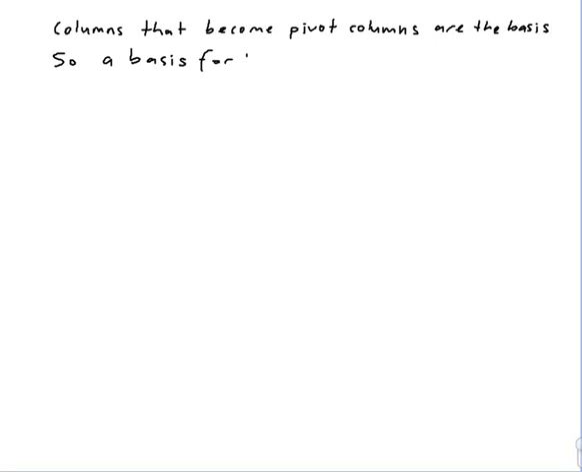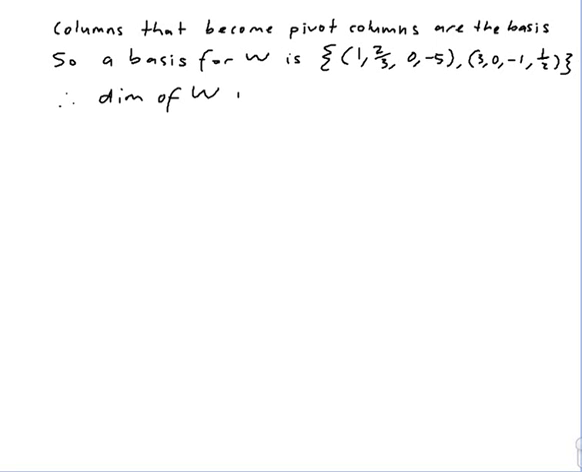Columns that become pivot columns are the basis. So a basis for W is 1, 2 thirds, 0, minus 5, and 3, 0, minus 1, a half. And since I've got two of them, the dimension must be 2. Therefore, the dimension of W is 2.